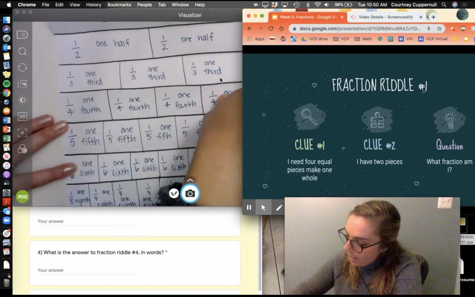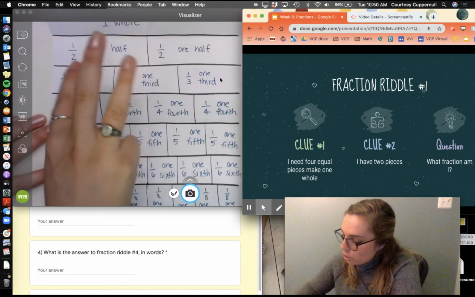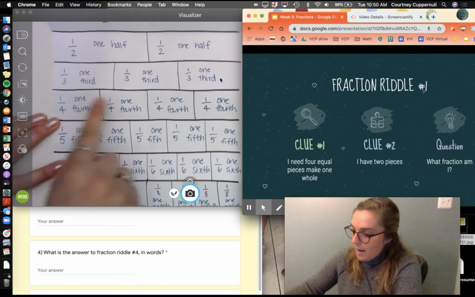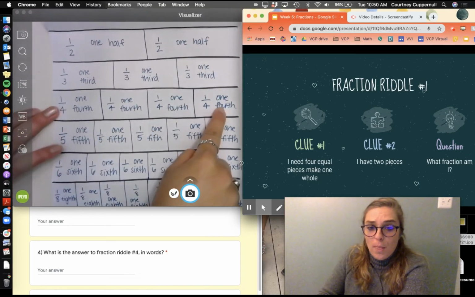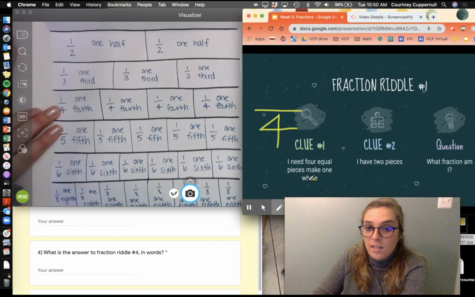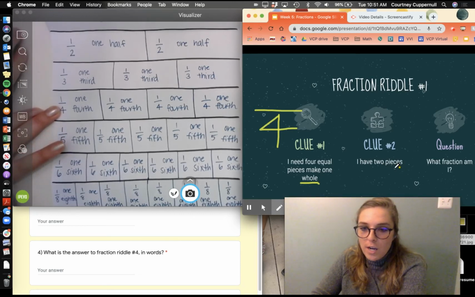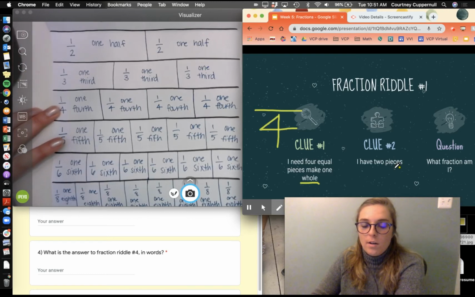So I'm noticing, okay, halves I know are 2 pieces, thirds are 1, 2, 3 pieces, fourths are 1, 2, 3, 4. Ding, ding, ding, I have my winner. So I know that the number on the bottom of this fraction is going to be a 4. This is sneakily telling me the denominator. Now it's saying, okay, I have 2 pieces. Is this telling me the numerator or giving me more information about the denominator?